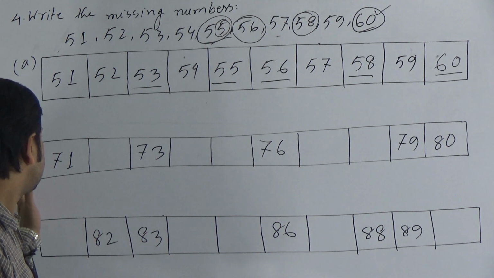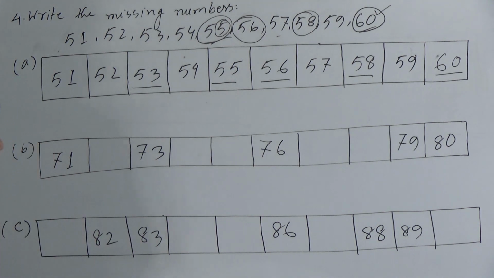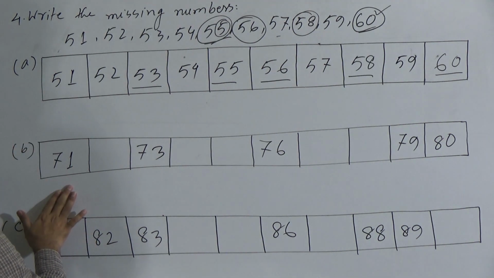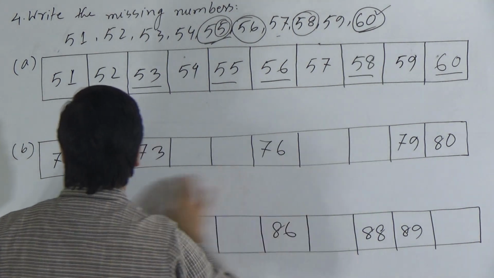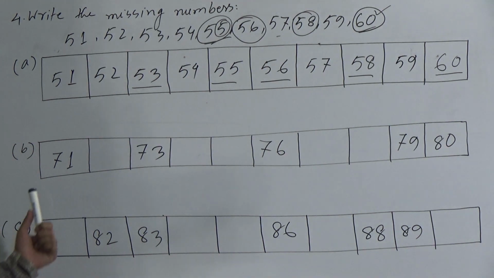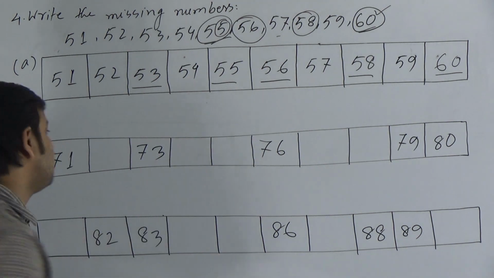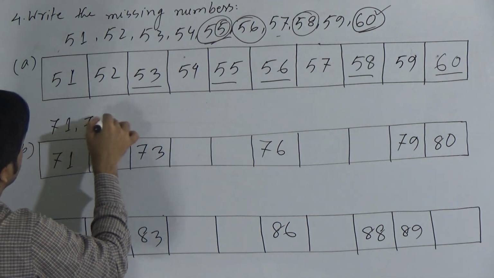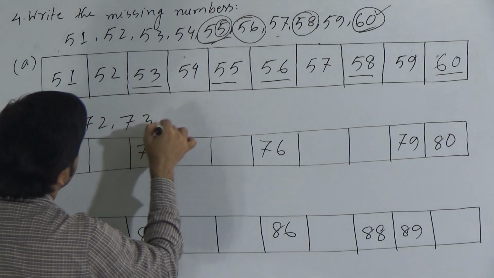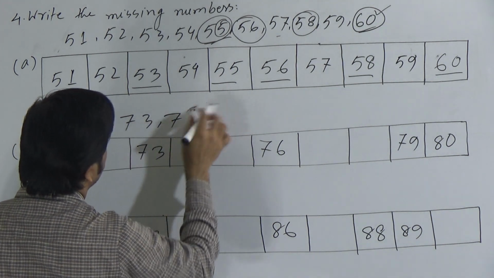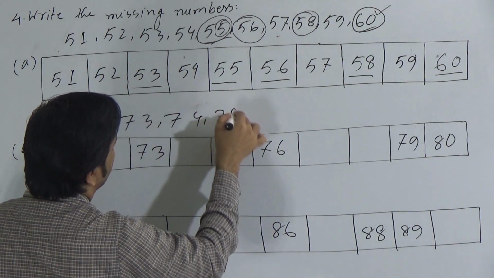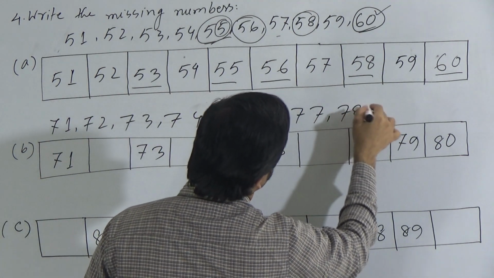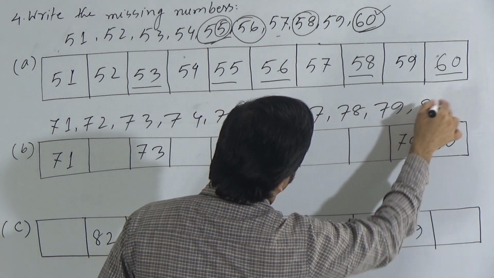Now we have to go to the next question. Here are some numbers given and some gaps are also given. Here the number started from 71 and the last number is 80. So dear students, you know the numbers from 71 to 80. Write the numbers here. 71, 72, 73, 74, 75, 76, 77, 78, 79 and then 80.